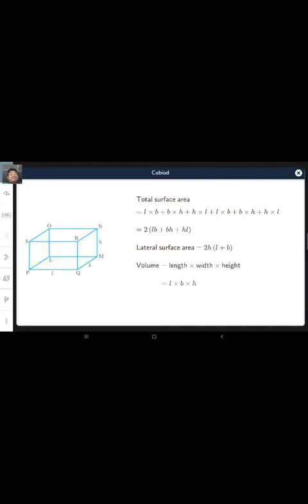The volume of the cuboid is L into B into H. The length of the diagonal of a cuboid is the square root of the sum of the squares of its sides.